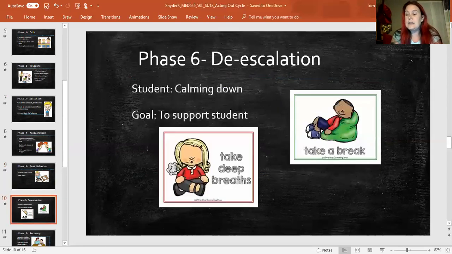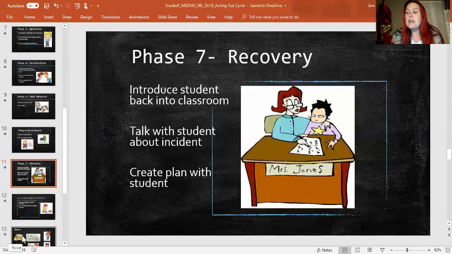De-escalation is the 6th phase. This is when the peak behavior has begun to settle down and the student is moving back toward a calm state. Once the classroom and the student returns to a calm state, the final phase of recovery can occur. The 7th phase, recovery, includes introducing the student back into the classroom and talking with the student about the incident. The teacher should discuss with the student a plan to avoid reaching the acceleration phase of the acting out cycle.